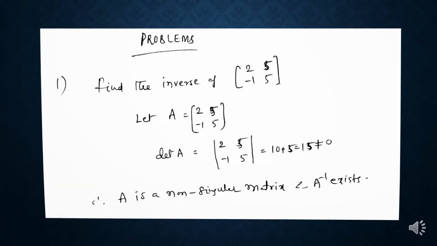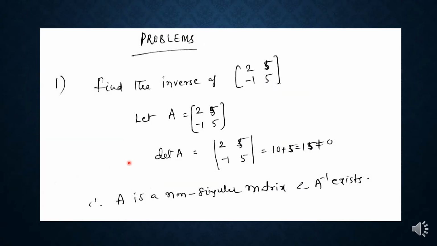We'll discuss some inverse of a matrix. Find the inverse of 2 5 minus 1 5. So we have given a 2 by 2 matrix. So here A is equal to 2 5 minus 1 5.